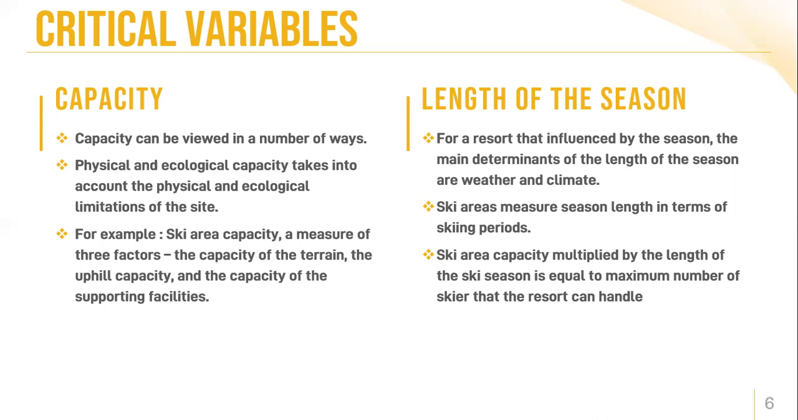This is just an example. Can you imagine that the winter season is 7 days, and Dayang resort can handle 100 skiers in 1 day? So you have to multiply. 100 multiplied by 7 days is 700 skiers, the people who can go for ski.